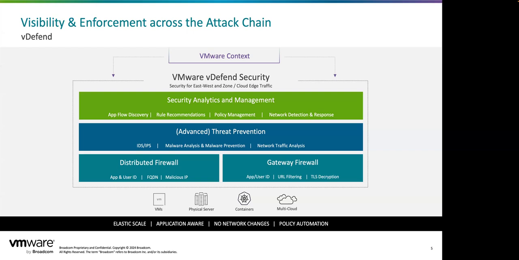The vDefend security portfolio is made up of the distributed firewall, the gateway firewall, the advanced threat prevention, and then also includes security analytics and management. So everything from firewall capability for app and user ID, FQDNs and malicious IPs, into IDS, IPS, malware analysis and malware prevention, network traffic analysis, and then the analytics and management giving you app flow discovery, rule recommendations, policy management, and network detection and response.